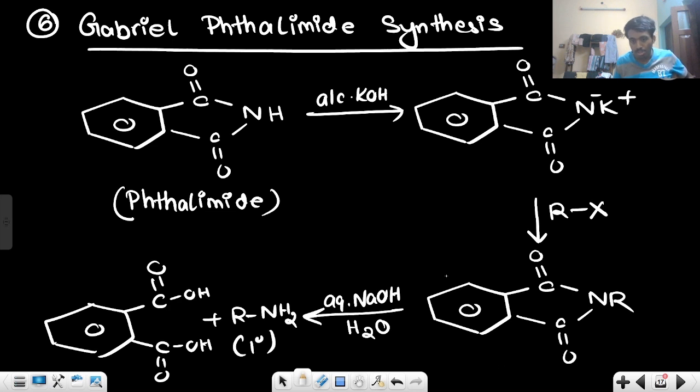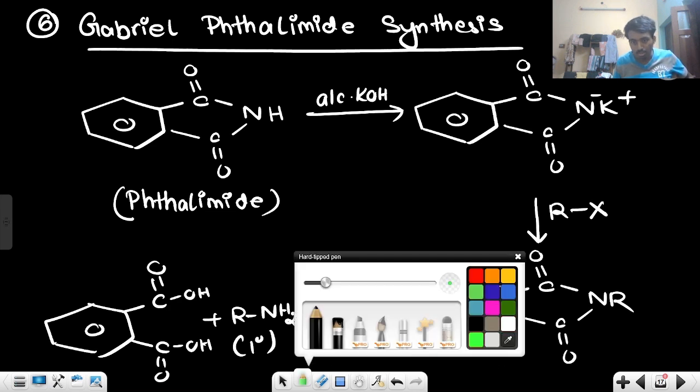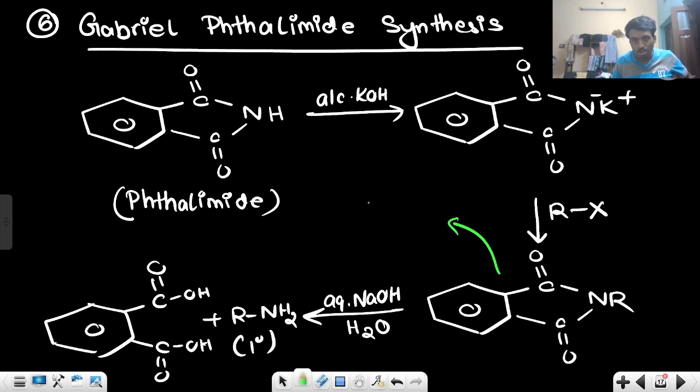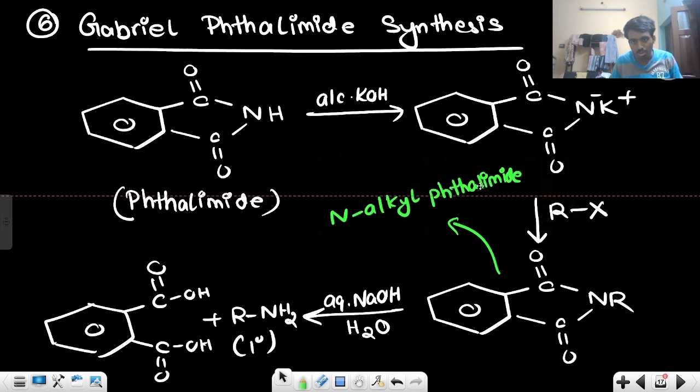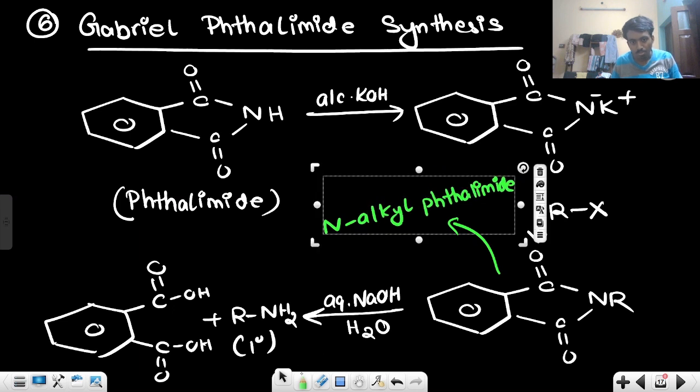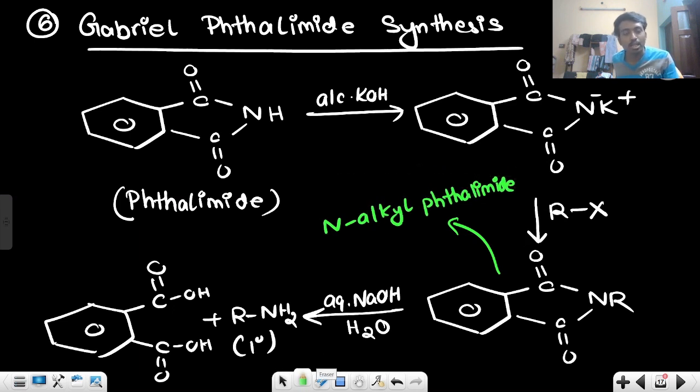This structure is called N-alkyl phthalimide. Writing over here because below you cannot see. N-alkyl. Alright, this is N-alkyl phthalimide. Whatever is the alkyl, accordingly we will write the name. This is Gabriel phthalimide synthesis. Clear? Clear? Next.